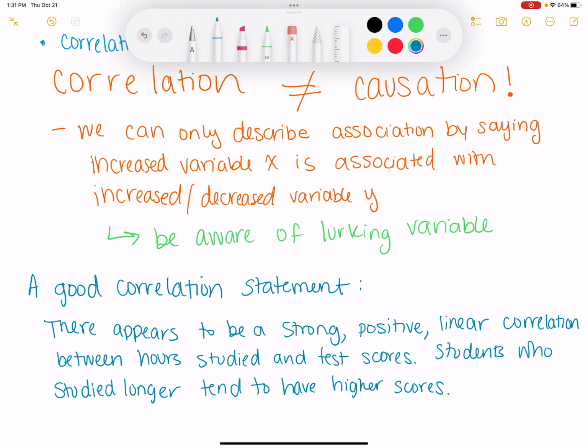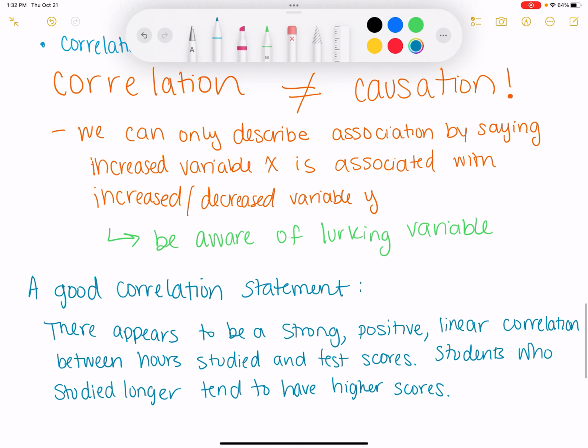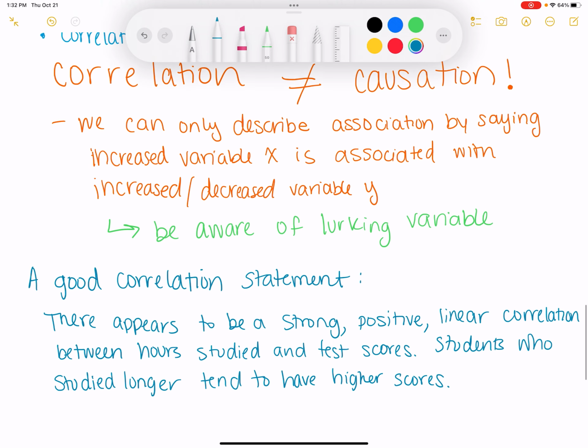If I ask you at the end to explain what the correlation that you found means, something like this would be what I'm looking for. You've got to talk about weak, moderate, or strong. You've got to talk about positive or negative. You've got to tell me if it's linear or not. I want to see those things in there, and then maybe explain why you've concluded that based off of what you see, being that students who studied longer tend to have higher test scores. Again, correlation is not equal to causation, so that's a correlation statement.